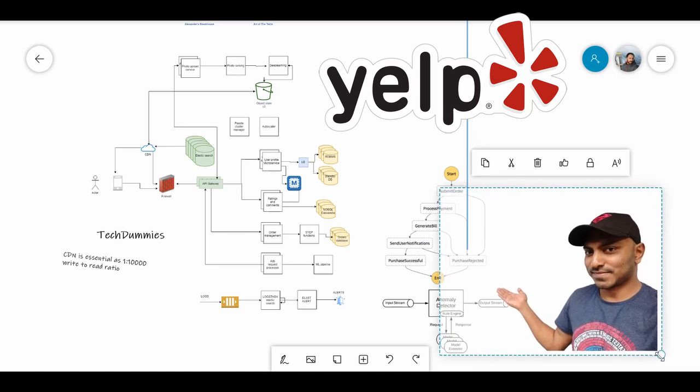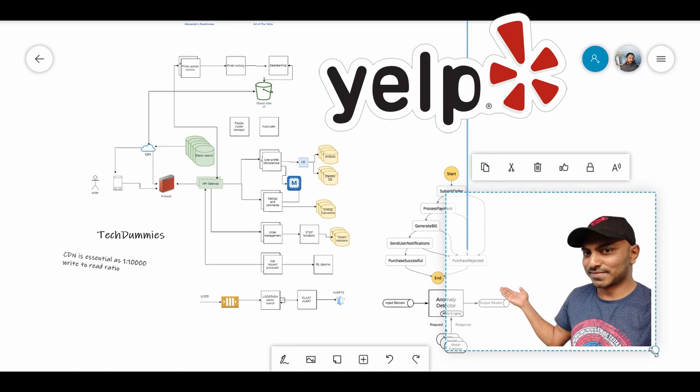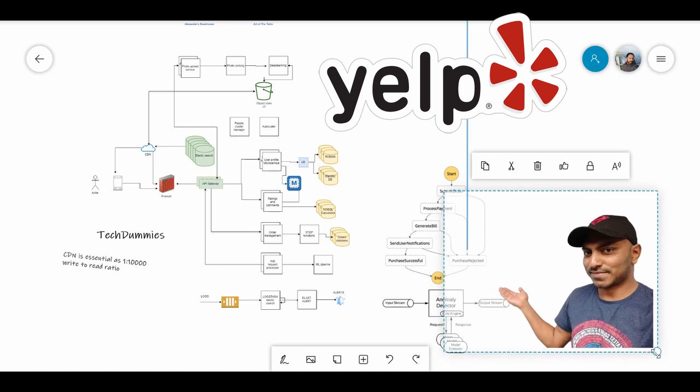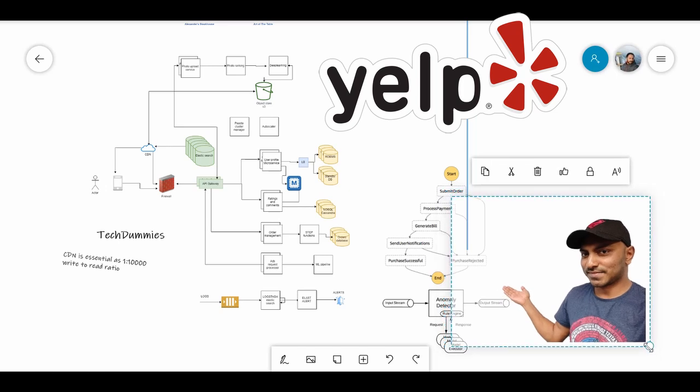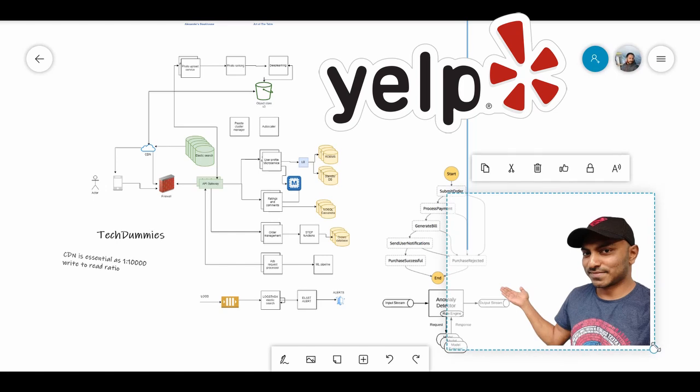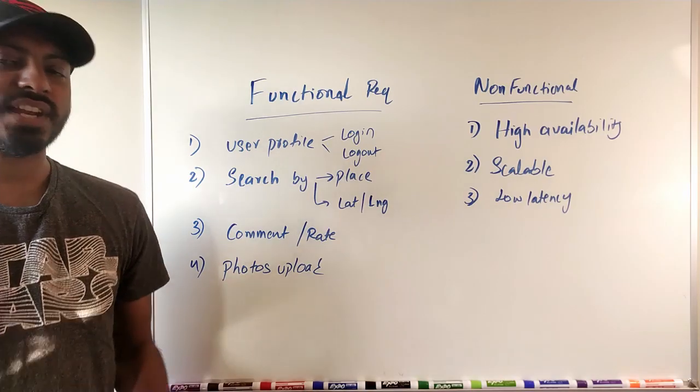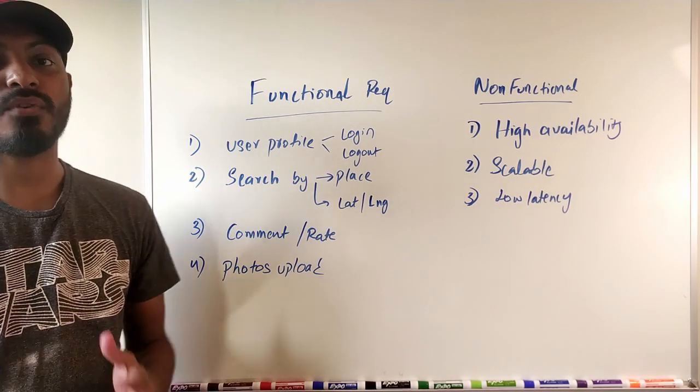Also, these systems provide a way for the user to upload some information or comments or ratings or photos or something like that. So before understanding the system design, let's curate the requirements, functional and non-functional requirements, and also derive some capacity estimations. So let's understand the functional and non-functional requirements for Yelp.